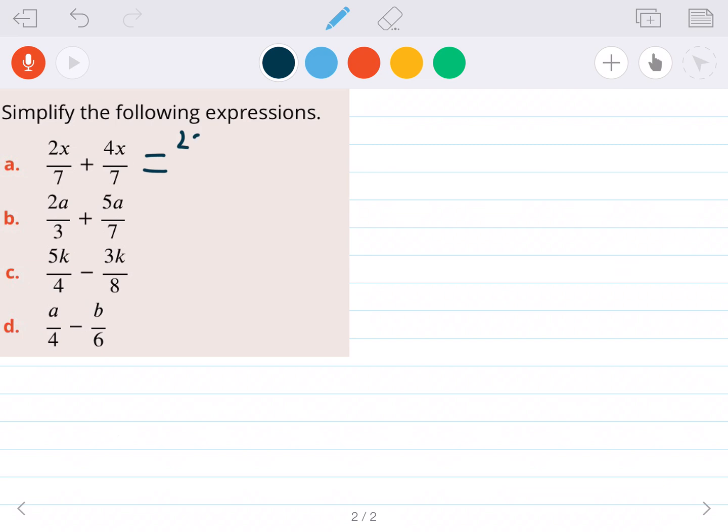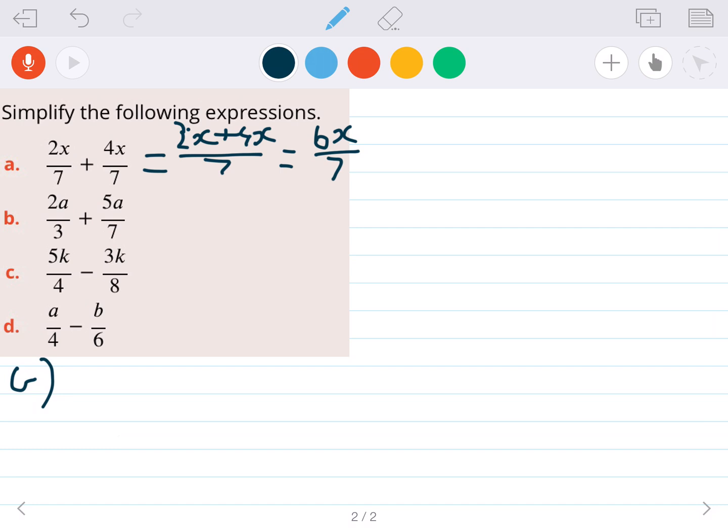So this one we've got 2x plus 4x over 7. Excuse my bad 2. So 2x and 4x, they're like terms, so we can combine them. So this leaves 6x over 7. And we can't simplify that one down any further there. So our next one, b, I'm just going to do that below here.